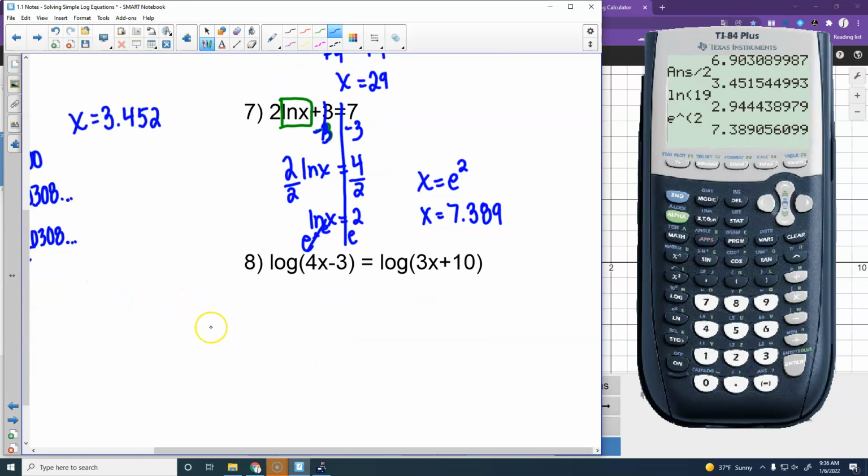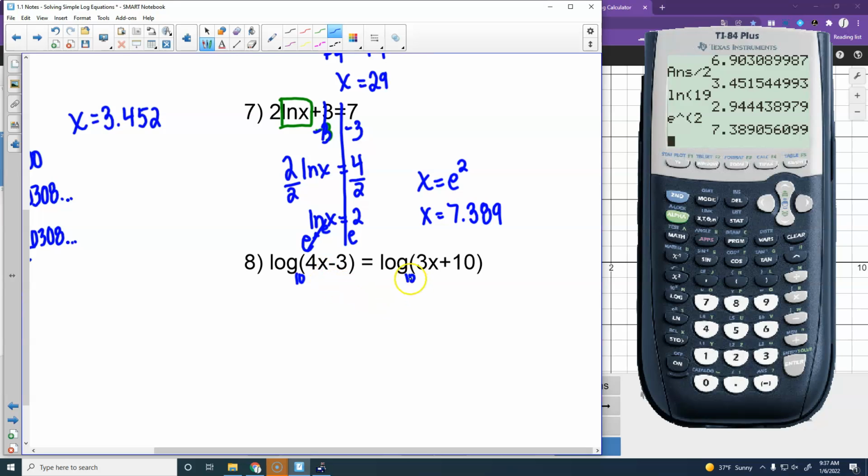All right, got one more, and then hopefully you'll have some time for your assignment today. So we got log of 4x minus 3 equals log of 3x plus 10. So here we need to get rid of the logarithms. They both have the same base. If you ever get one that does not have the same base, I probably have messed up on the problem because they would be really, really hard to deal with.